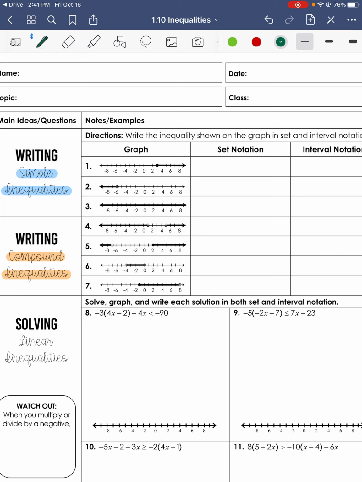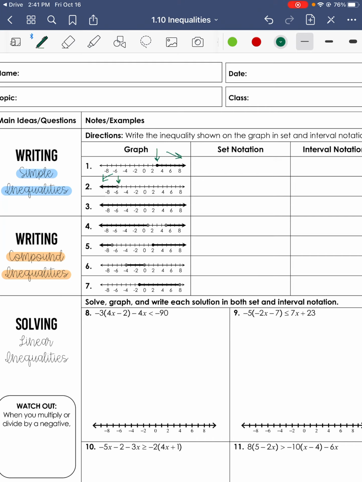Okay, so things to remember to look for is your circle. So what number is your circle on, right? Is your circle open or closed? And then which direction is your arrow pointing, okay?